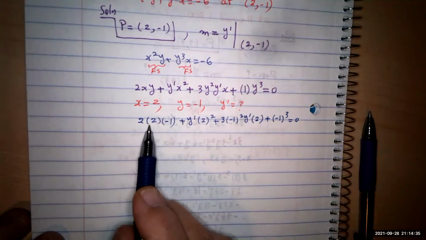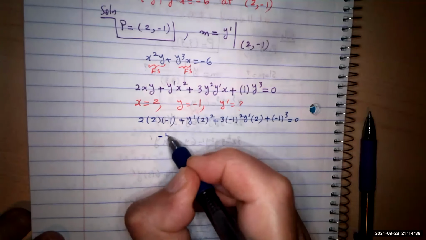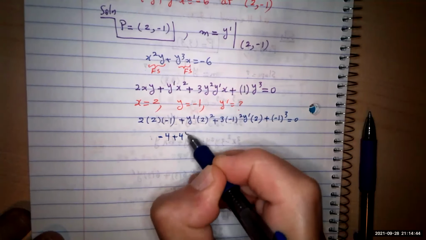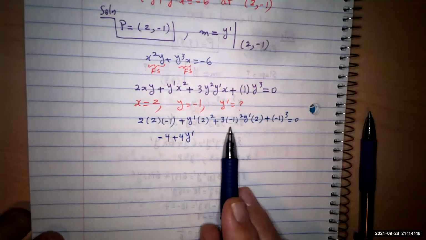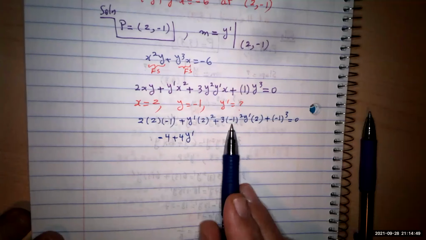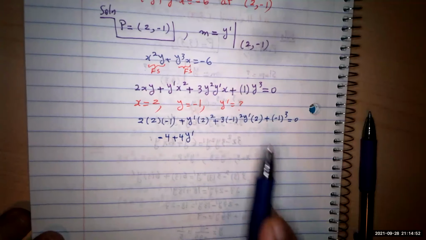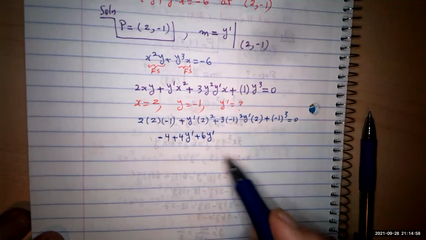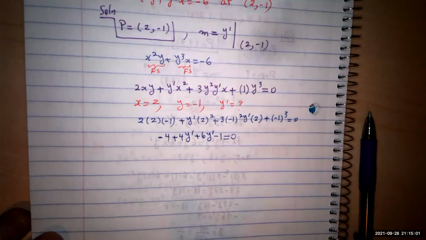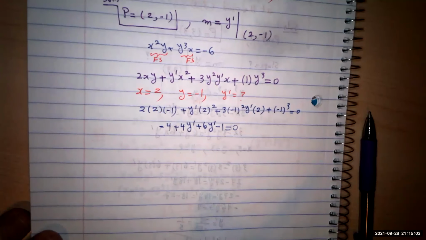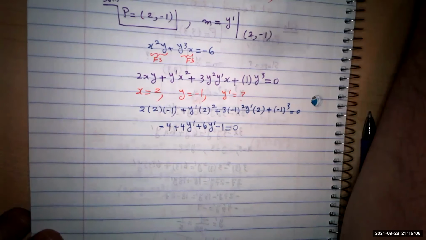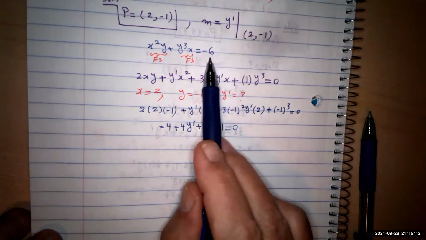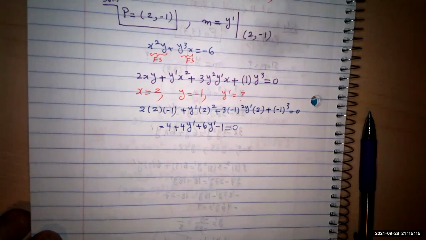Now simplify. 2 times 2 is 4. 4 times negative 1 is negative 4. 2 squared is 4, so 4y prime. Over here, negative 1 squared is positive 1. Positive 3 times 2 is 6, so 6y prime. And negative 1 to the third is just negative 1. That's it. Just the usual algebra operations that we're going to do. Okay, that's 1. Derivative of negative 6 is 0. That's how I get to 0. Derivative of a constant is 0.